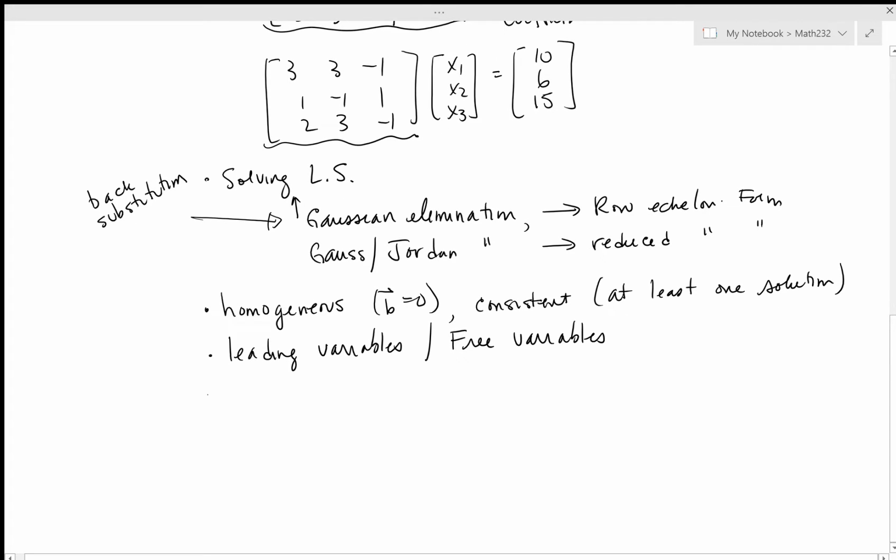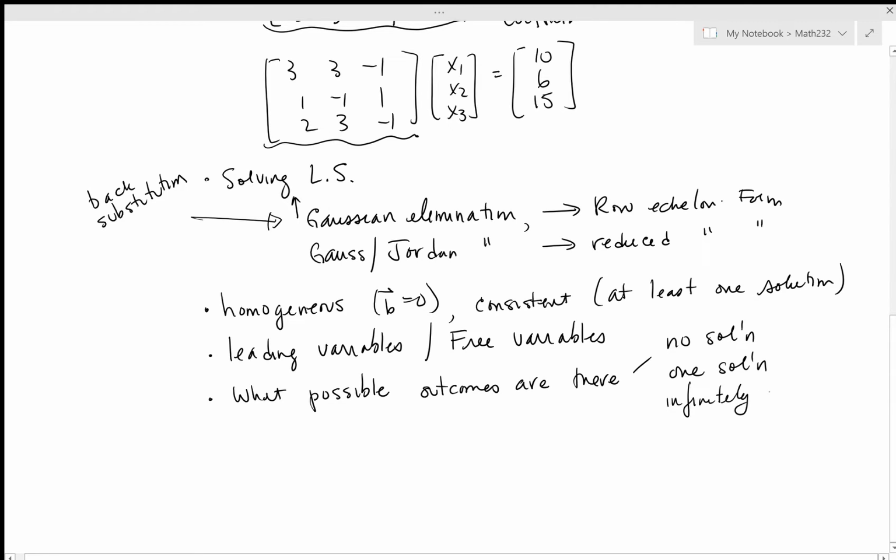You need to understand what are the possible outcomes when you solve a linear system. When I take a system of linear equations, I attempt to solve it. What are the possible outcomes? There is no solution. That is a possibility. There is one solution. That is another possibility. And there are infinitely many solutions. Okay, so that is something that you should definitely be aware of.